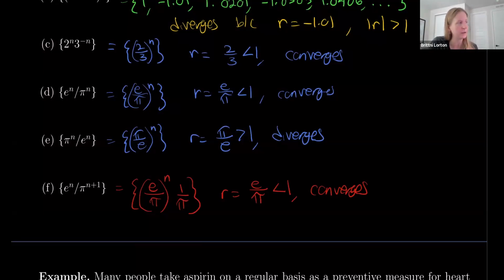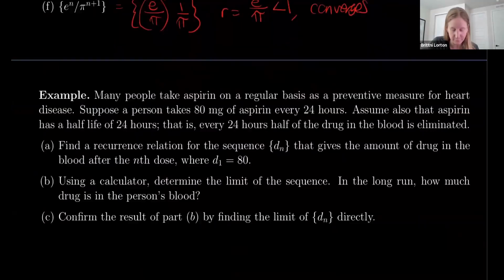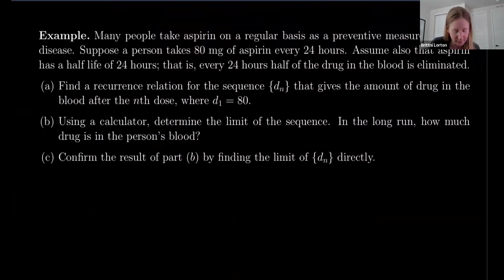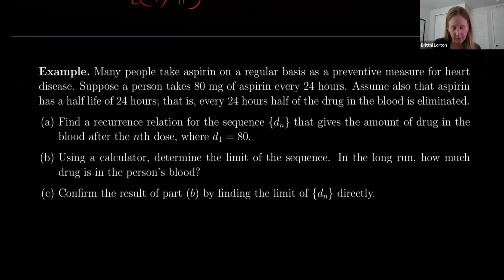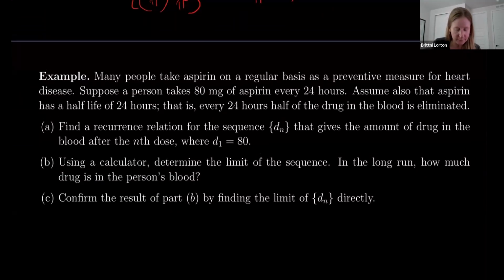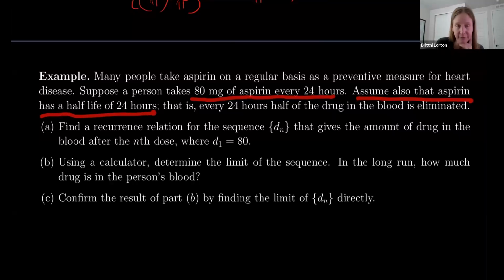We only have one more example that I want to do for 5.1. This will be the last example. Okay, so let's say many people take aspirin on a regular basis. Suppose a person takes 80 milligrams of aspirin every 24 hours. Assume also that aspirin has a half-life of 24 hours, and what that means is that every 24 hours, half of the drug in the blood is eliminated. Okay, we're going to do part A, B, and C.